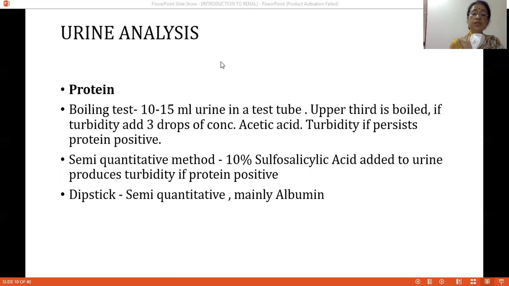Semi-quantitative method: 10% sulfosalicylic acid is added to the urine. If turbidity is present, that means protein is present. Then the dipstick. It is semi-quantitative, just like the glucose dipstick. You put it in the urine and match the color, and it will say 1 plus, 2 plus, 3 plus, 4 plus.